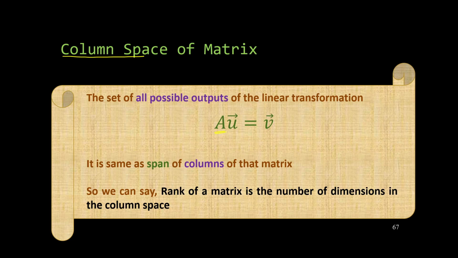Suppose A is the matrix corresponding to the linear transformation. What does this represent? Suppose A is this matrix with entries A, B, C and D. I am just taking an example of a 2 by 2 matrix associated with the linear transformation. In this matrix, these columns represent where the basis vectors land. If you remember from the previous tutorials, we have discussed the basis vectors, suppose we are taking the standard basis vectors (1, 0) and (0, 1).